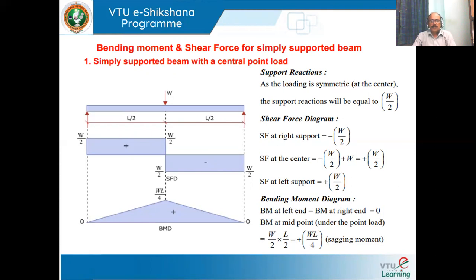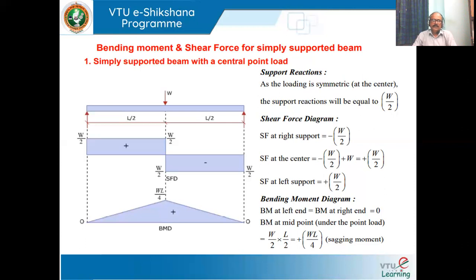Now, if I have to draw the bending moment diagram, we know that end moments are zero. If we consider extreme left, load is W by 2, perpendicular distance is zero. Therefore, moment at that point is zero. Even at the extreme right, load is W by 2, distance is zero. There also moment is zero. Then we'll have moment at the center, the point where the load is acting.